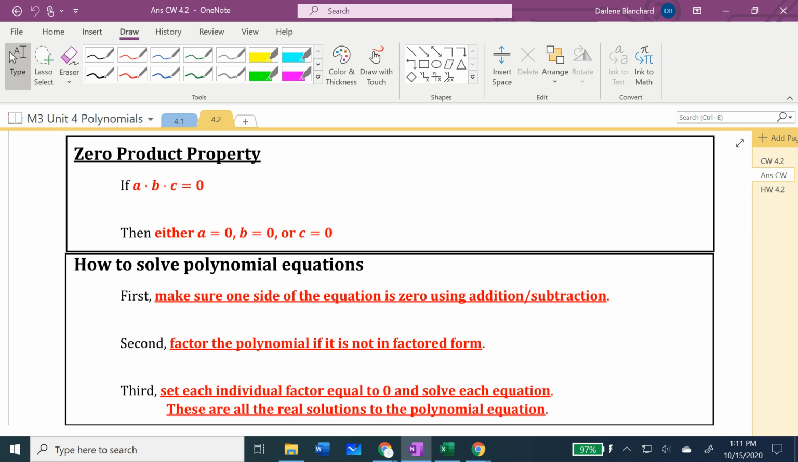Then, once you get one side equal to 0, you're going to factor the polynomial, unless sometimes you'll be given an equation that's already nicely factored for you. You'll appreciate those when they show up, but they're not tonight. So you are going to factor your polynomial just like we were going over. Then once you're factored, take each individual factor, set it equal to 0, solve each one of those equations, and all of those solutions are solutions to the polynomial equation.